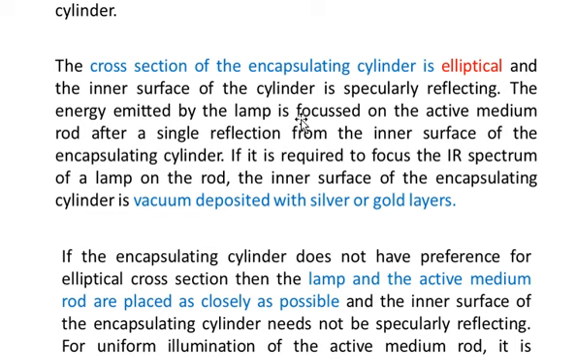The energy emitted by the lamp is focused on the active medium rod after a single reflection from the inner surface of the encapsulating cylinder. If it is required to focus the IR spectrum of a lamp on the rod, the inner surface of the encapsulating cylinder is vacuum deposited with silver or gold layers.